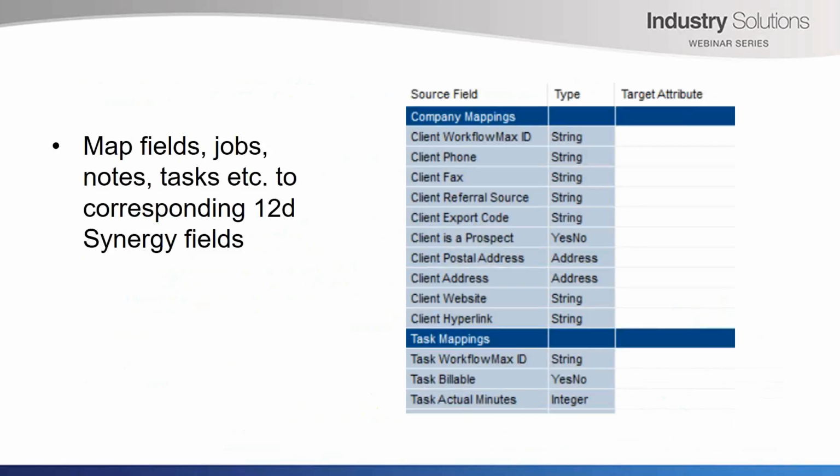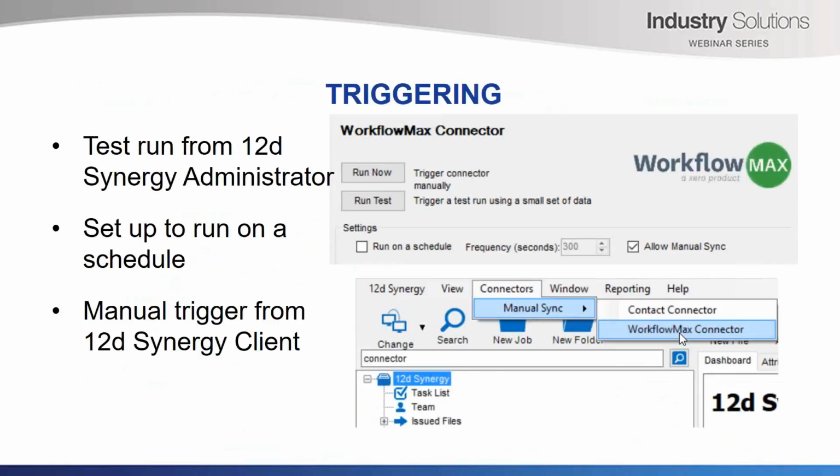The next step, once you've connected into your other software package, is that it will pick up the fields in that software package. You see down the left there the source fields. We've got all the information we're storing on companies there, and also the information we're storing on tasks. Over the right hand side, there's the target attribute column. Through there, you just go through and select which 12D Synergy attribute this relates to. So you just map them all up how you want.